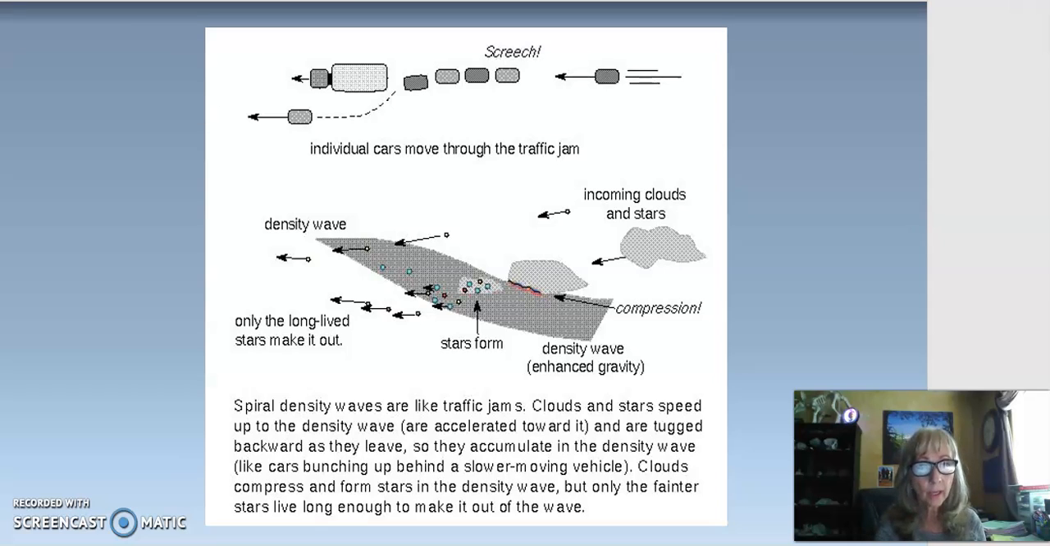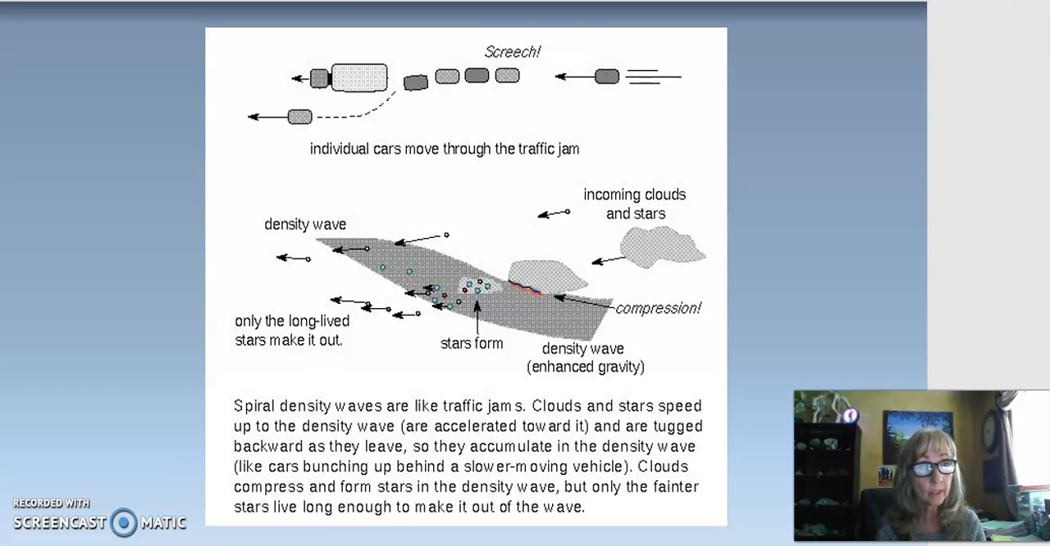So where it says incoming clouds and stars, okay, so they're traveling along, and the stars or the gas clouds that are up there traveling along, minding their own business, and they hit one of these density waves. And where it's crashing in, where it says compression, that's where it hits the density wave, and whenever you start smashing gas together, you start getting star formation. So we see that there's star formation starting as it crashes into the density wave.